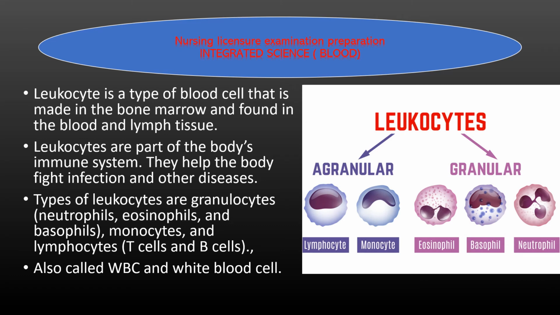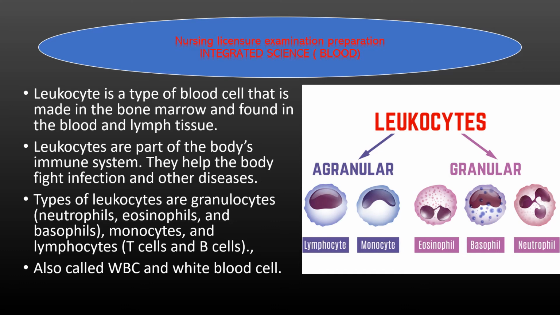Leukocyte is a type of blood cell that is made in the bone marrow and found in the blood and lymph tissue. Leukocytes are part of the body's immune system. They help the body fight infection and other diseases. Types of leukocytes are granulocytes, which include neutrophils, eosinophils and basophils, and monocytes and lymphocytes, which are T cells and B cells. It is also called WBC or white blood cells.